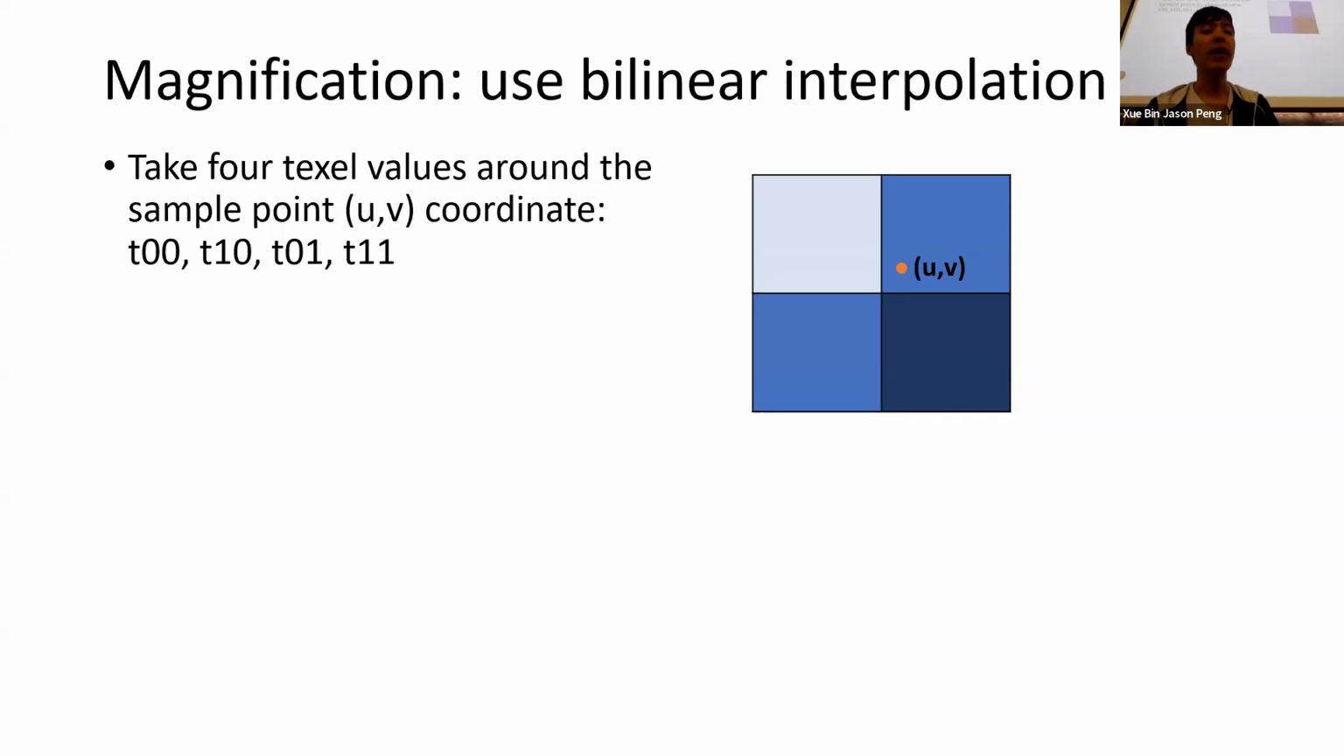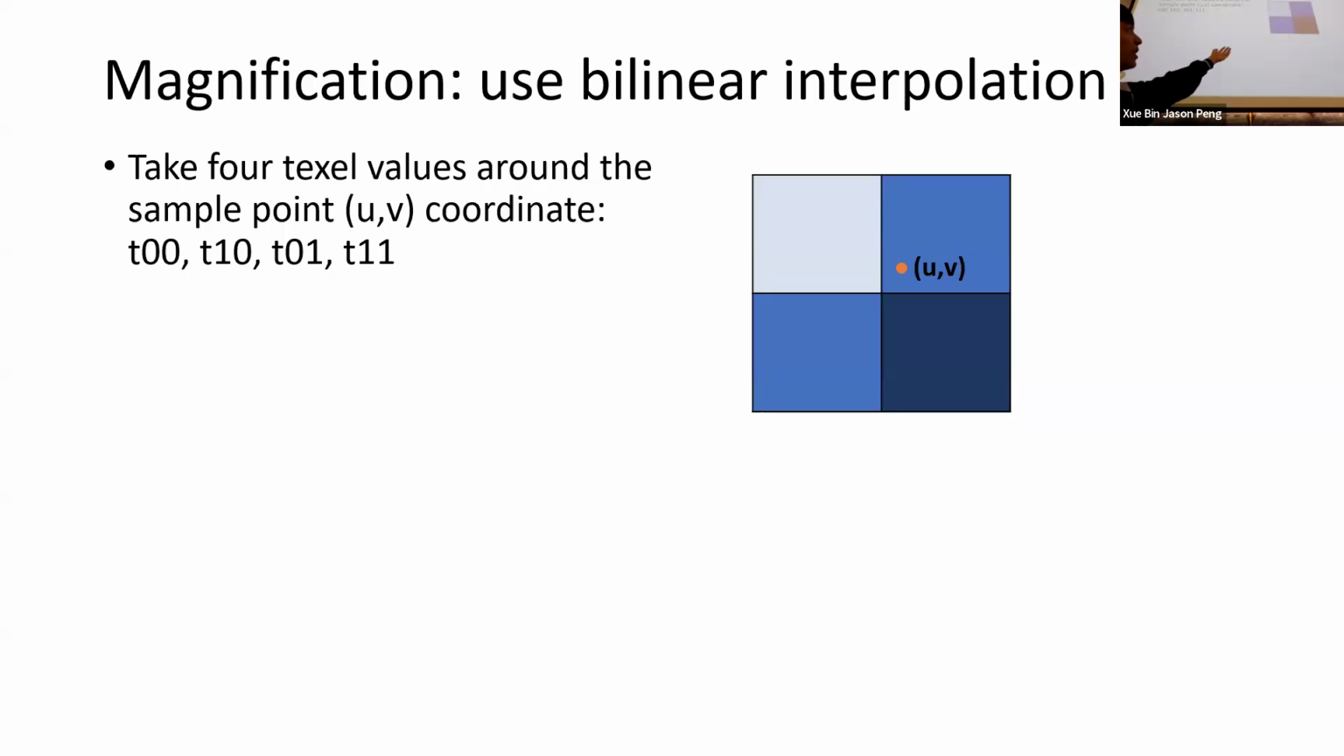Now, one way that we can mitigate these magnification artifacts is by using bilinear interpolation, where instead of snapping to the closest pixel, we're instead going to try to interpolate between the colors of the 4 nearest pixels to a particular pixel.